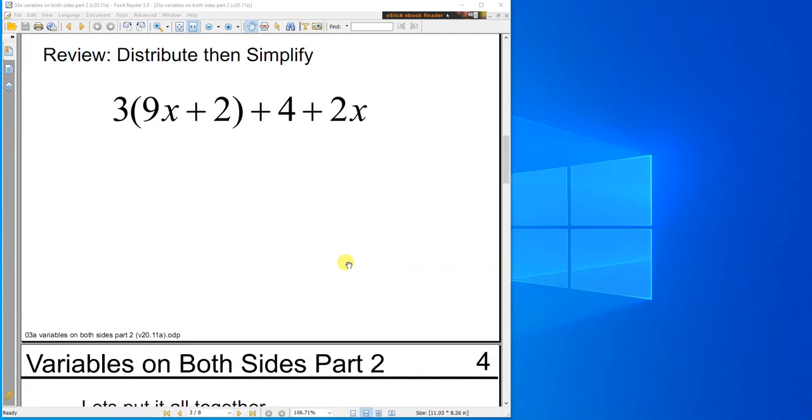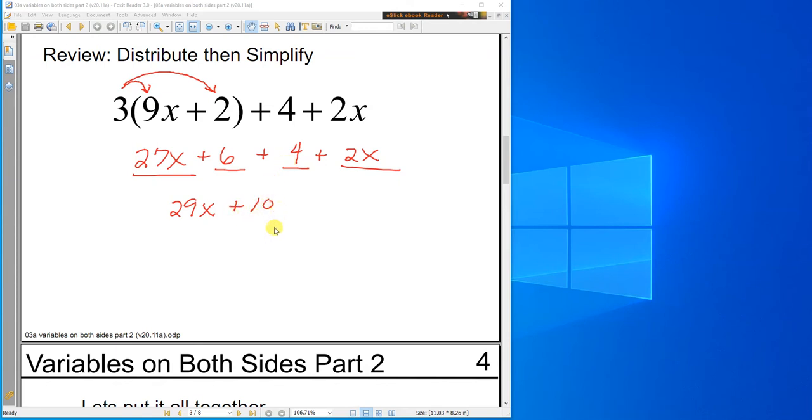This is a review of how to simplify. Once again, does not need to be put into your notes, just a review on how to simplify. I'm going to distribute, and then I'm going to combine like terms. 3 times 9 is 27x. 3 times 2 is 6. Combining the x's, 27 plus 2 is 29x. Combining the constants, 6 plus 4 is 10.